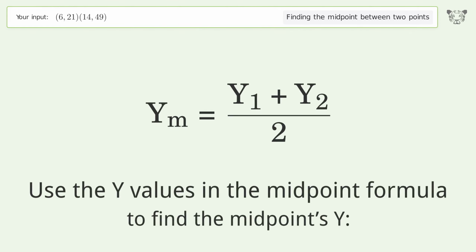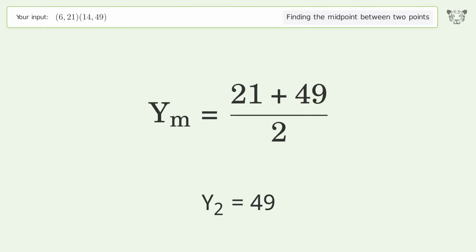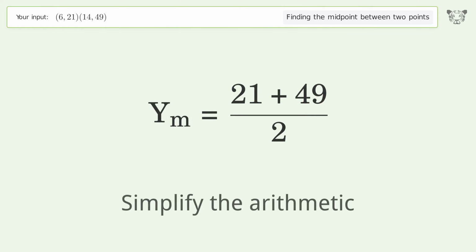Use the y values in the midpoint formula to find the midpoint's y. y1 equals 21. y2 equals 49. Simplify the arithmetic.